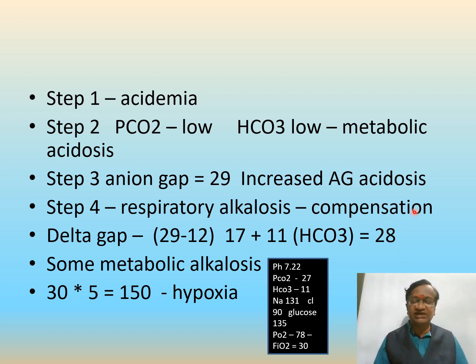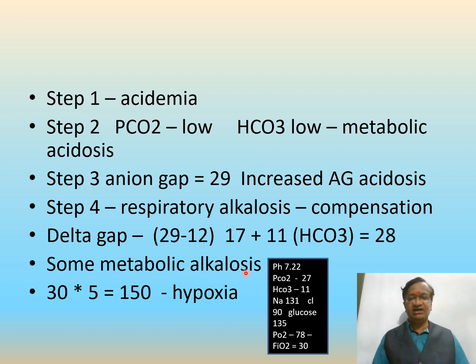This is more than 26, which means there is a metabolic alkalosis. See here, the same thing. If you apply this formula, you are finding an extra metabolic alkalosis, because this gap should be 22 to 26. If it is less than 22, there is an additional normal anion gap acidosis. If it is more than 26, it is an additional metabolic alkalosis. Now you see, hypoxia, increased respiratory acidosis, respiratory compensation is fine.